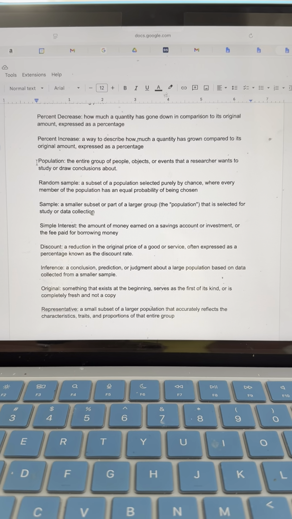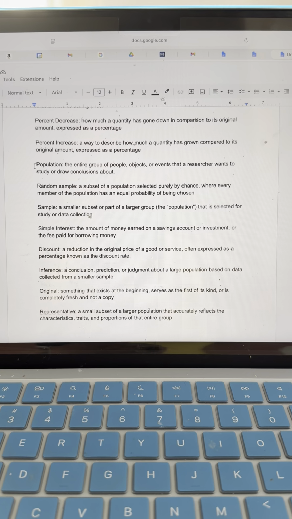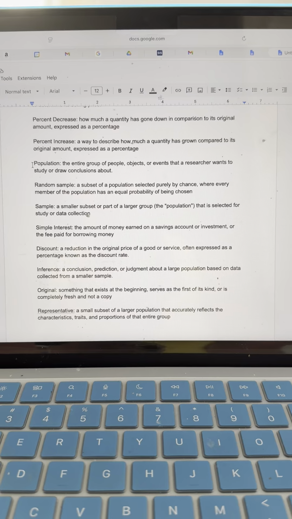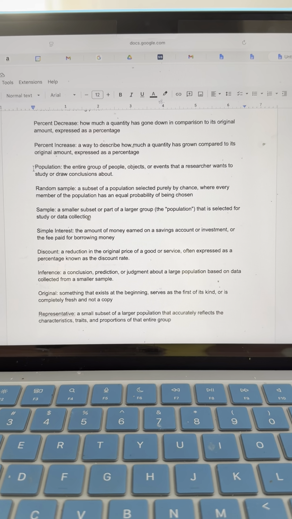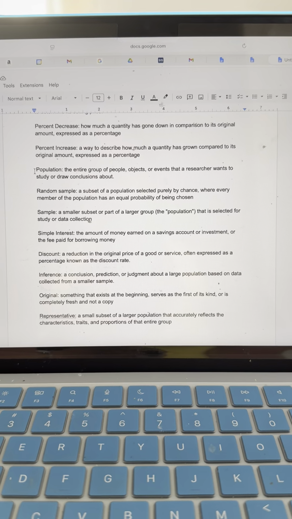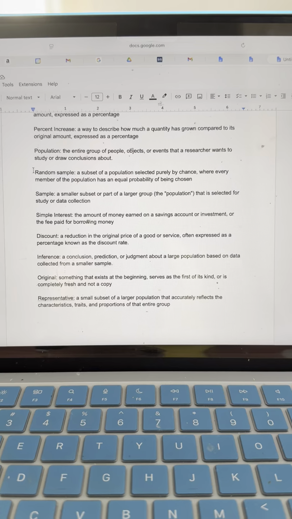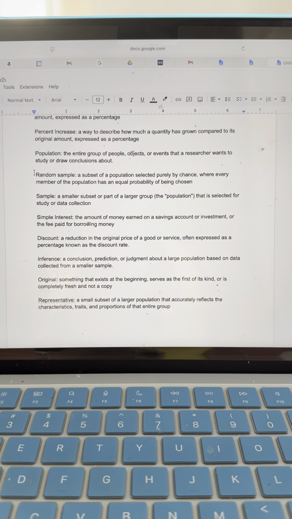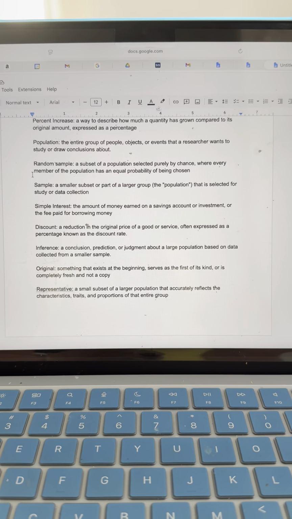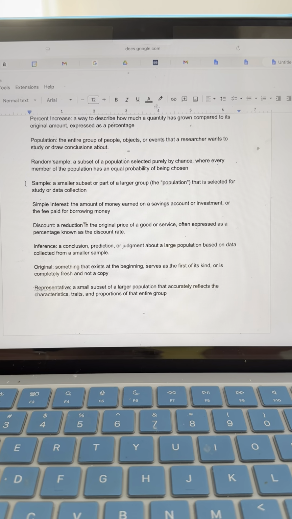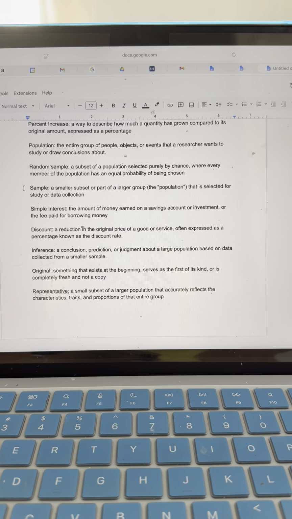Population, the entire group of people, objects, or events that a researcher wants to study or draw conclusions about. So examples that we've been talking about lately are class, school, any sort of group, a state, a city. Random sample, a subset of a population selected purely by chance, where every member of the population has an equal probability of being chosen. Sample, a smaller subset or a part of a larger group, the population, that is selected for study or data collection.